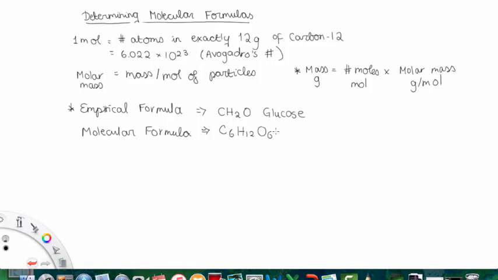So we need to know how to calculate the mass percentage composition and empirical formula in order to take the next step, which is calculating the molecular formula. Okay, so now I'm going to show you an example of how to calculate molecular formula.